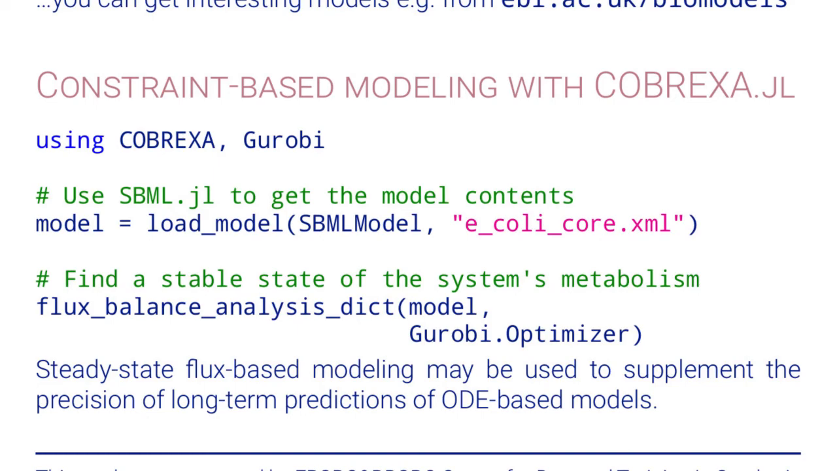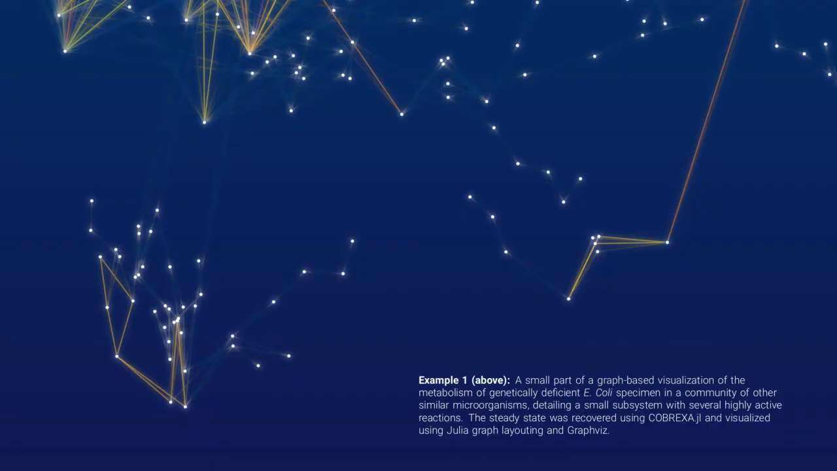In the example here, we are using a much bigger model of several E. coli connected to each other. And we are showing the result of a flux balance analysis, the steady flux, as a coloring of the graph here.